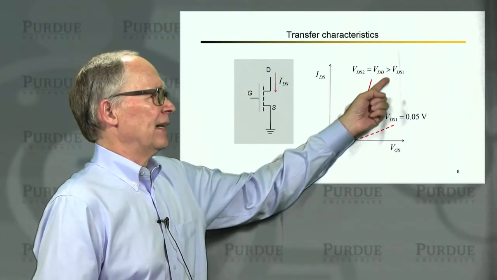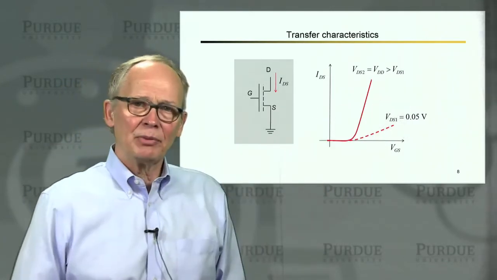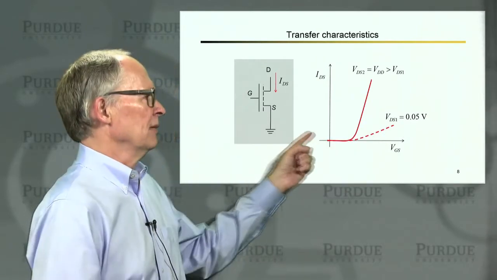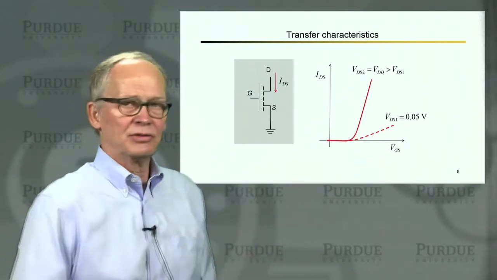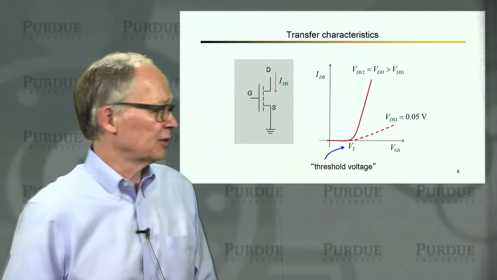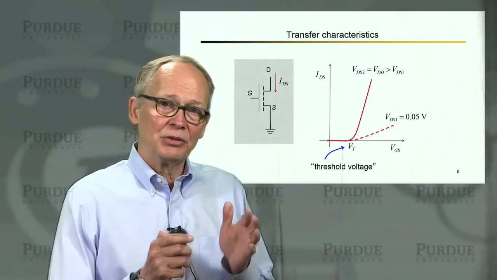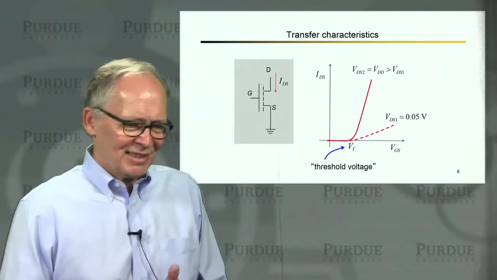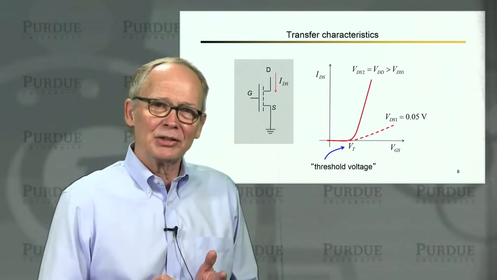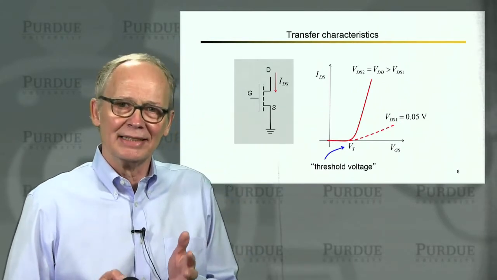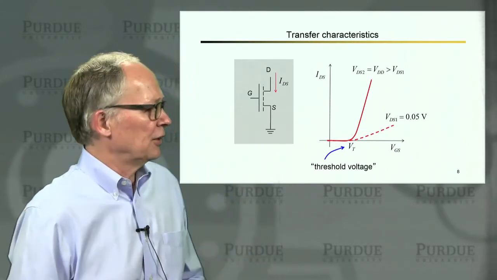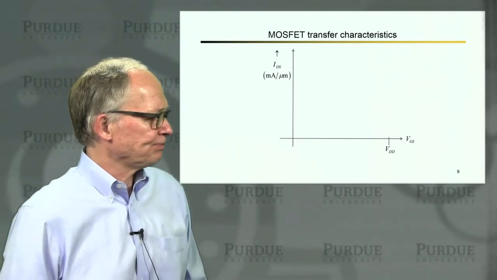If I fix it at a large drain voltage, now I'm operating in the saturation region. And for small gate voltages, the transistor is still off, but for large enough gate voltages, the transistor is on. The transition between off and on, it's not a precisely defined quantity. It's when significant current begins to flow. And we call that the threshold voltage of the transistor.